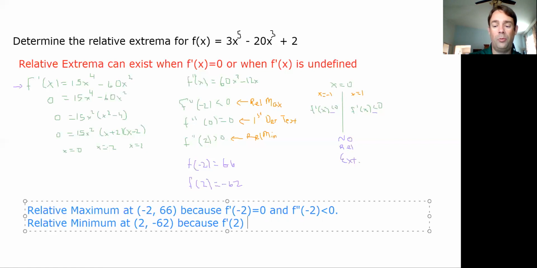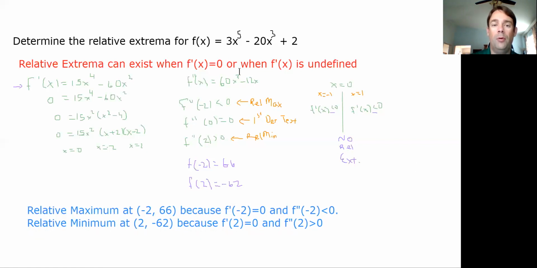So f prime of 2 equals 0. And the second derivative is greater than 0. We did not have a relative extrema at x equals 0, so we do not need to worry about it. Now, if it did say if the critical number doesn't work, explain it, then I would need to go through and explain that. But it just asked me to find the relative extrema. So remember, for the relative extrema, you got to make sure you do two things. Say the derivative is 0, and then say the sign of the second derivative. You got to say two things when you're doing the second derivative test.